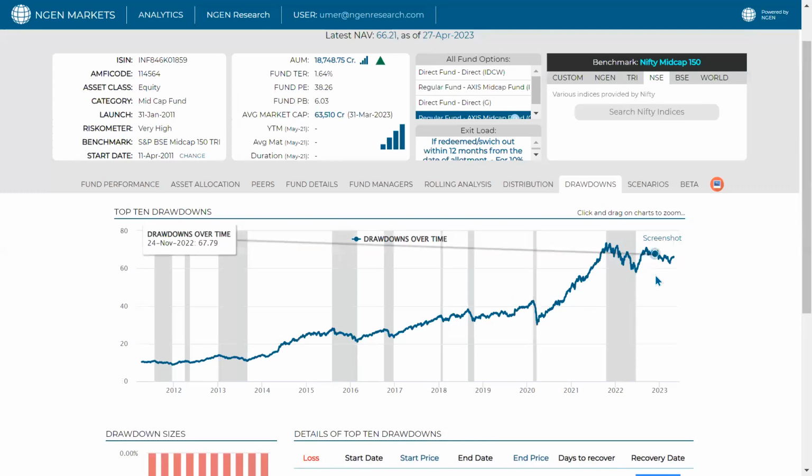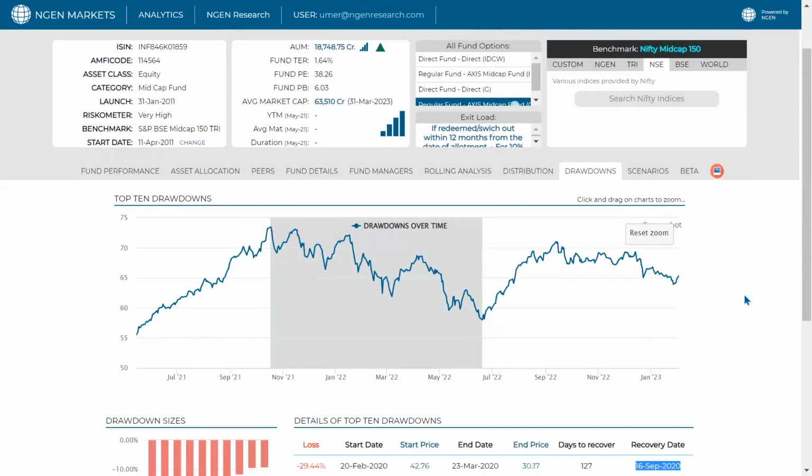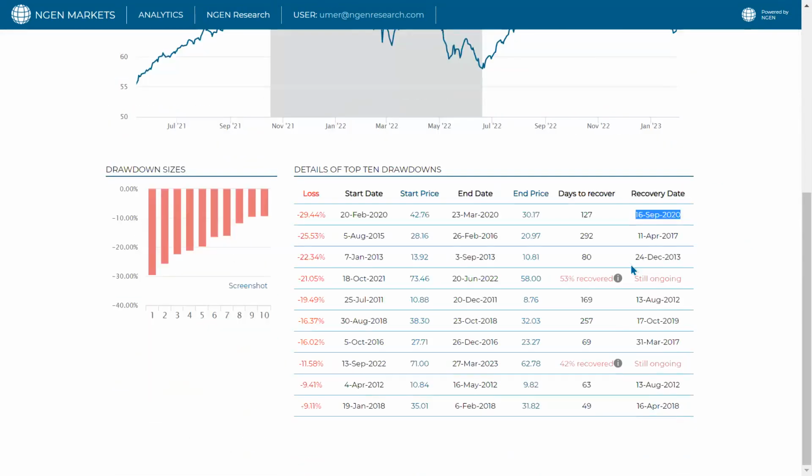Now, what about the ones which are still ongoing? We do have current losses which are still ongoing, and this is the one we can consider, because this is the peak which we had, and now our NAV is currently sitting here at 65.24. You can see that we have not recovered, and there are two losses here. One of them is from 2021, which has occurred.